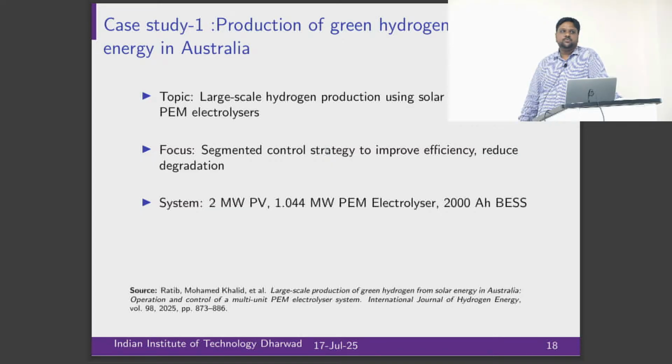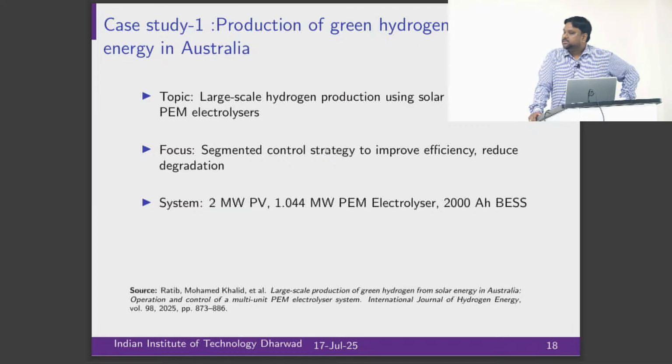So what is the power of each electrolyzer? 6 are generating 1.044. So what is the power of each? Divided by 6, right? The parallel combination I am telling.